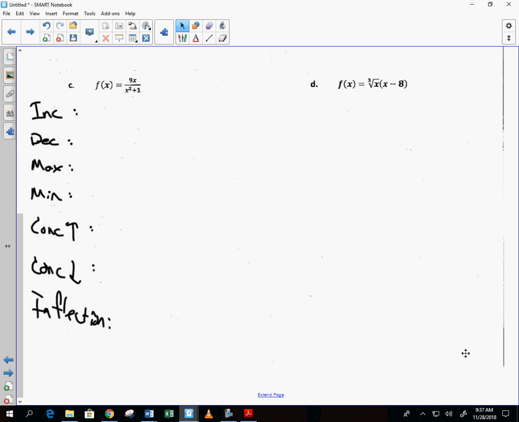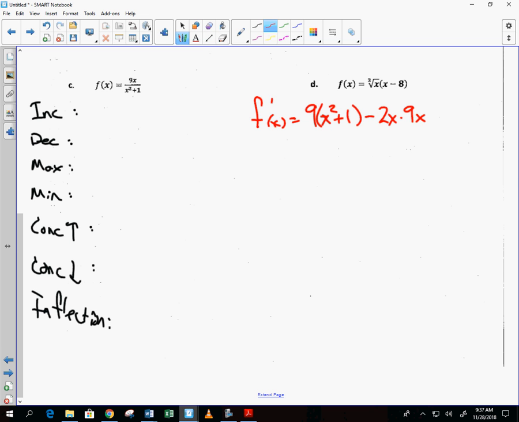But I still have to take the derivative. How do I find the derivative of this function? Quotient rule. No easy way around it. I'm going to use this space over here, but we will be doing this problem tomorrow, so you might want to try to fit it in here. With my marker, I'm not going to be able to make that space work. So derivative of the top is 9 times x squared plus 1 minus derivative of the bottom, 2x times 9x, all over x squared plus 1 quantity squared.